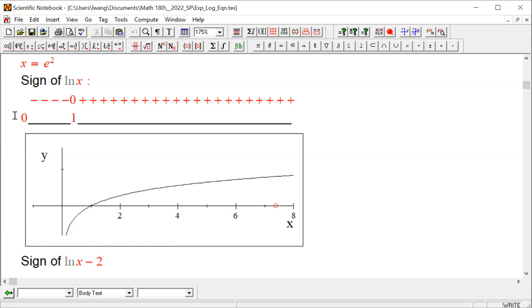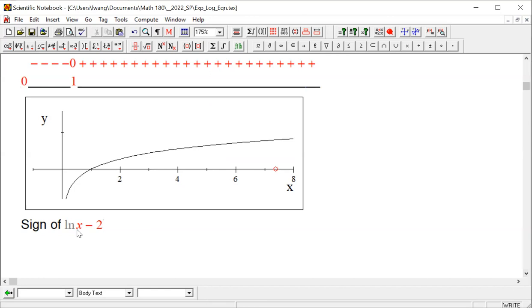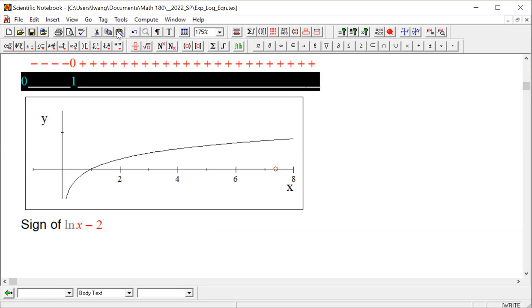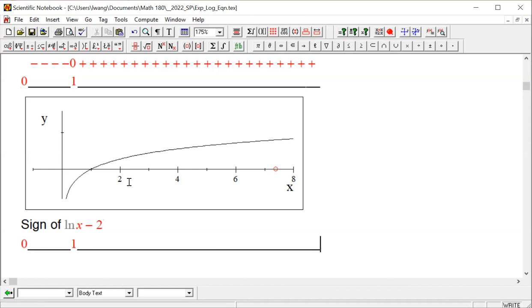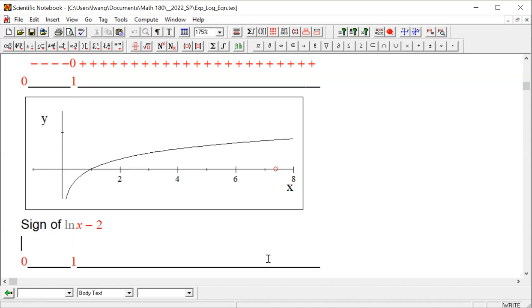So I'm going to take this number line. I should make it a little longer, right? And these are positive. So now we're working on the sign of ln x minus 2. After this point is going to be positive, less than is negative, and so on and so forth, right? It's about the same number line, except here is going to be e to the power of negative 2, e to the power 2.